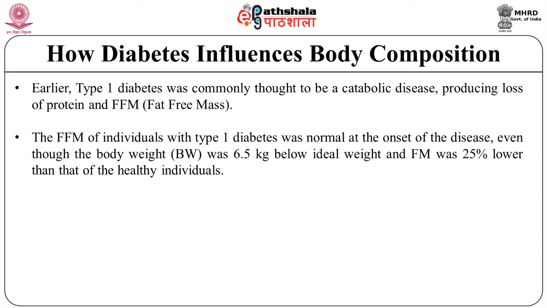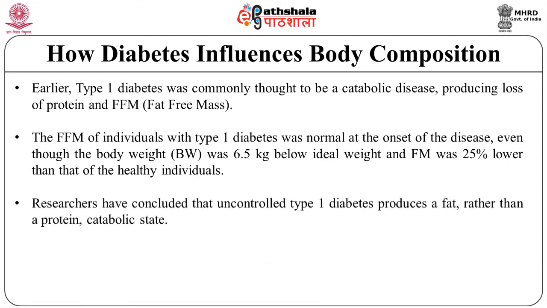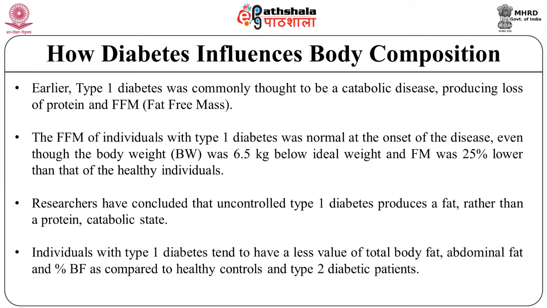Rosenfeld et al. 2002. Researchers have concluded that uncontrolled type 1 diabetes produces a fat rather than a protein catabolic state. Individuals with type 1 diabetes tend to have lower values of total body fat, abdominal fat and percent body fat as compared to healthy controls and type 2 diabetes patients, Gomez et al. 2001.